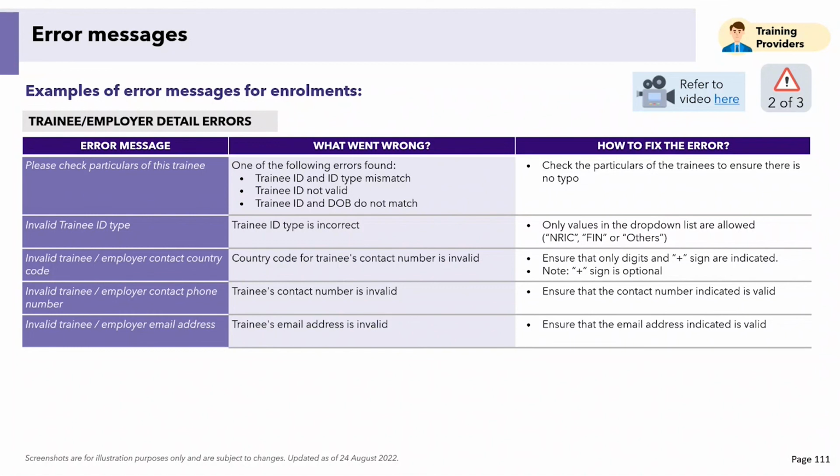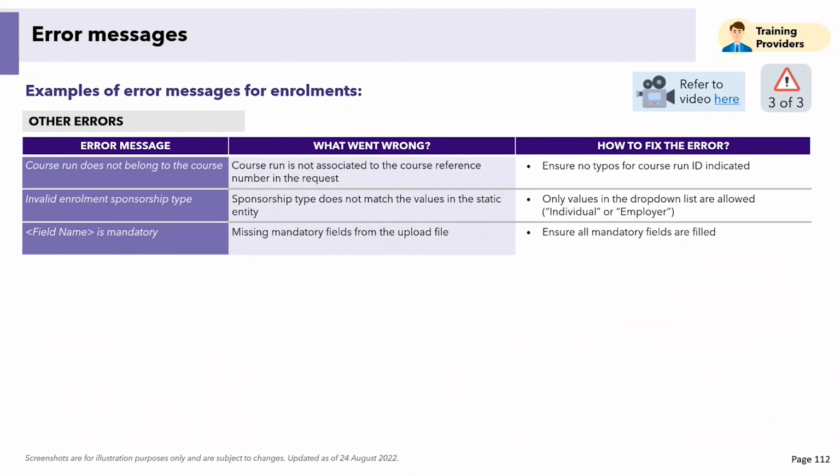Okay, lastly, other types of errors. Other types of errors could be that the course run does not belong to the course. For this, the user will have to check the course run ID indicated to ensure that it belongs to the course. Okay, quite straightforward.